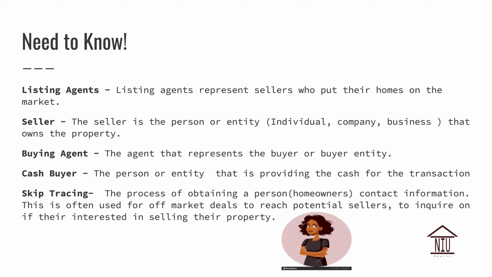Sometimes when you're doing off-market properties, you'll need to perform a skip trace to find the information of the homeowners. The process of obtaining a person's contact information for off-market deals is called skip tracing. To inquire if they're interested in selling the property, skip trace their number and give them a call. If they answer, just ask.